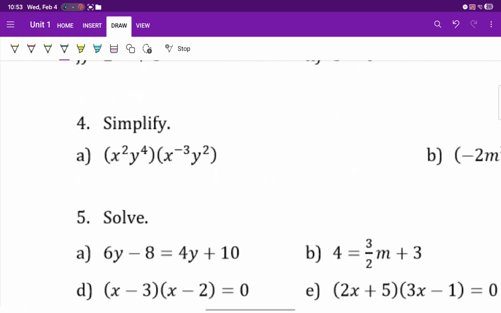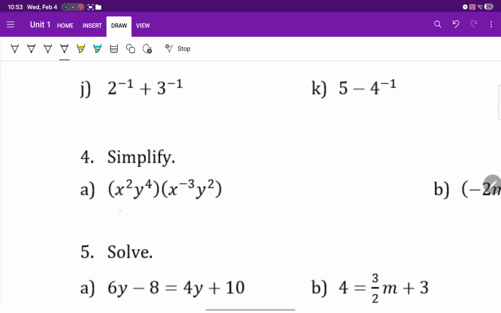Here, sorry, I skipped one. Simplify here. So we're multiplying here. X squared times x to the 3. When you're multiplying, you add the exponents. So this is going to be x to the power of 2 minus 3 because this is a negative.